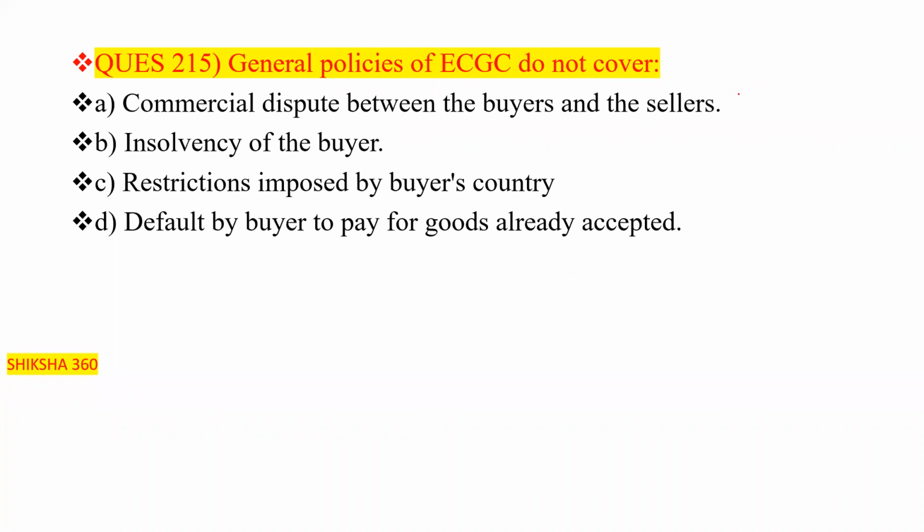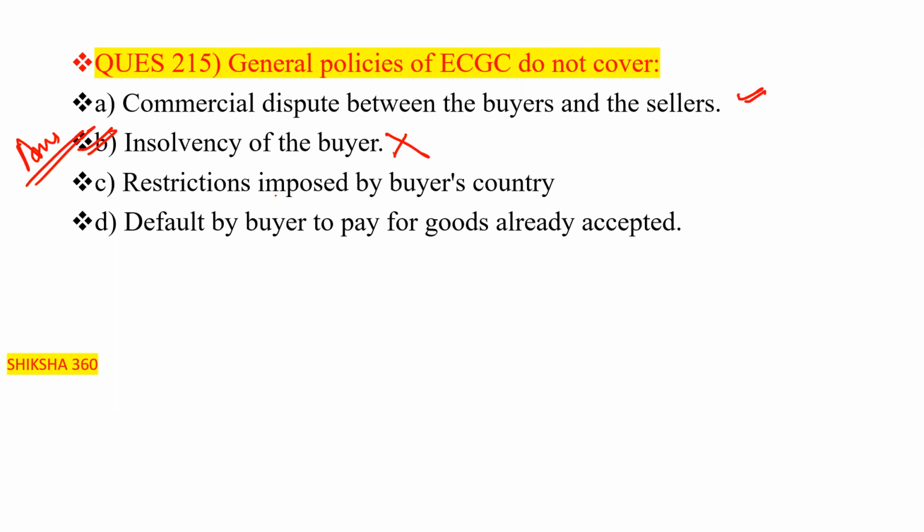Commercial dispute between the buyer and the seller, it will cover. Insolvency of the buyer: if the buyer is insolvent, or not able to pay the money, ECGC does not give any guarantee. It depends on a case-to-case basis. Whether it is genuine insolvency, or the buyer is pretending that they do not have any money, we cannot say anything. So insolvency of the buyer it does not cover. So option number B is the answer here.